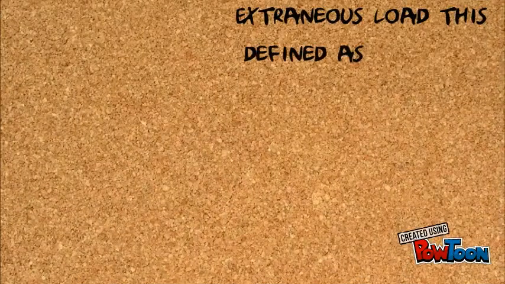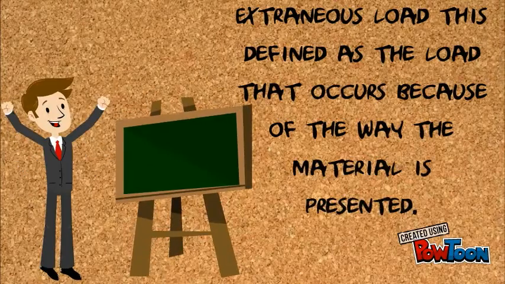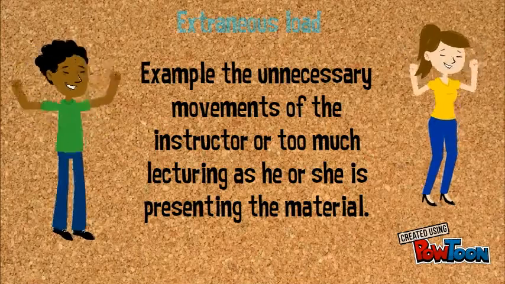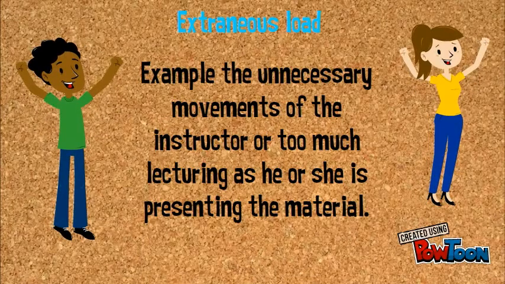Extraneous load is defined as a load that occurs because of the way the material is presented. An example of extraneous load would be the unnecessary movements of the instructor or too much lecturing as he or she is presenting the material. This could overload either the visual or the auditory component of working memory and may increase extraneous load.